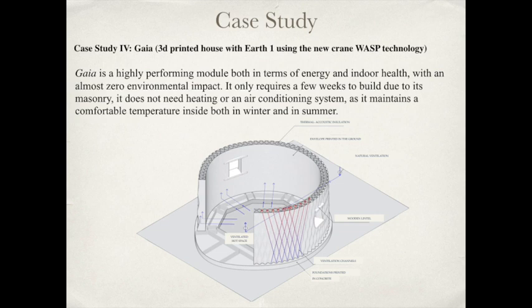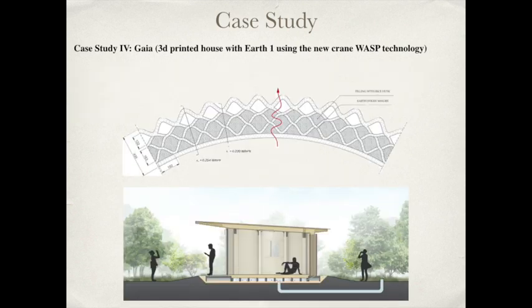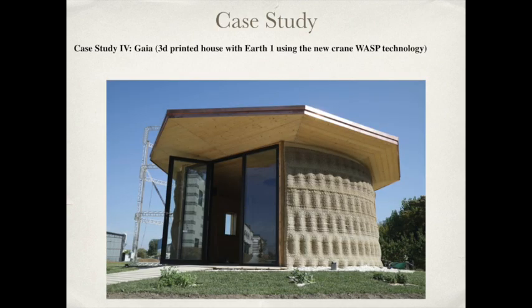It does not need heating or an air conditioning system, as it maintains a comfortable temperature inside both in winter and in summer. The detail showcases the acoustic and thermal insulation properties using the filling of rice husk and earth straw mixture. We now examine the SWOT analysis of using 3D printed adobe.